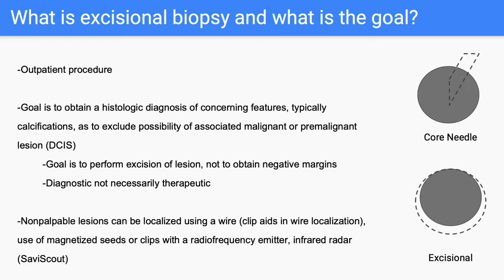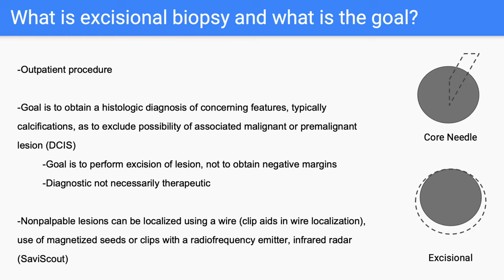What is an excisional biopsy and what is the goal? It is an outpatient procedure. The goal is to obtain a histologic diagnosis of concerning features, typically calcifications, so as to exclude the possibility of associated malignant or pre-malignant lesions such as DCIS. We are trying to perform an excision of the lesion, but we do not need to obtain negative margins. This is diagnostic and not necessarily therapeutic.